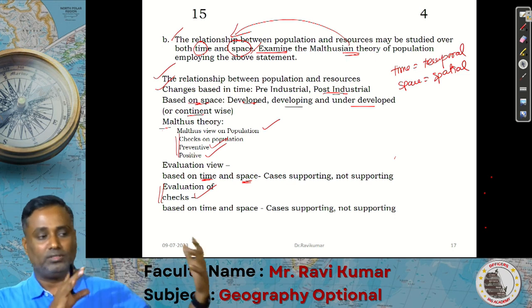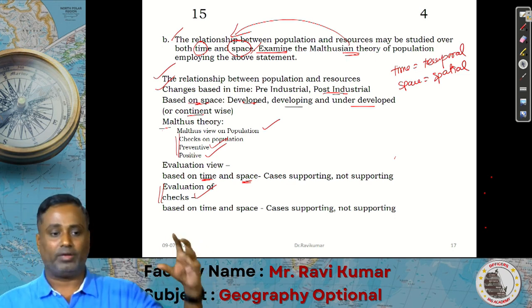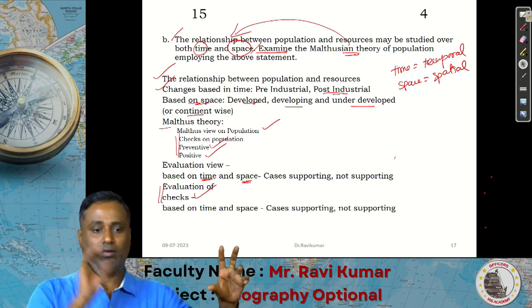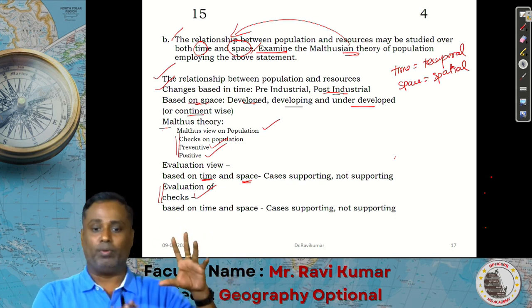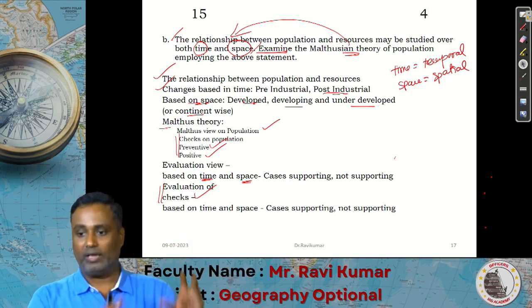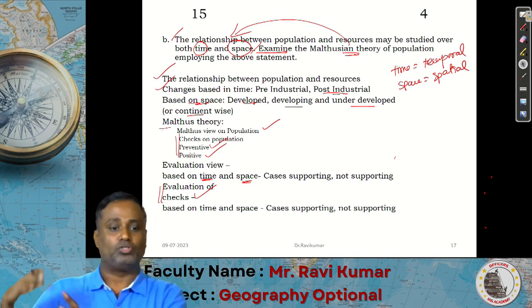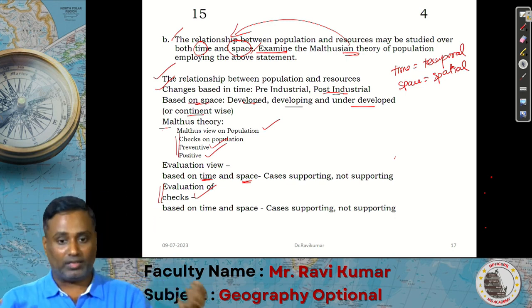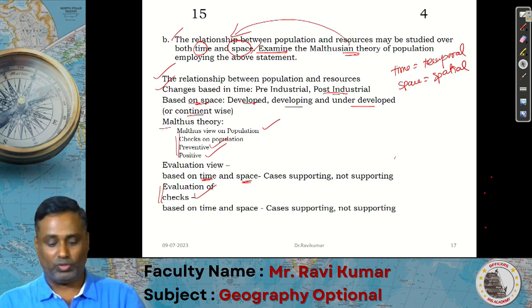For the supporting points, they will say yes, these countries have less population and less resources, and those have more population and less resources. Somewhere they also give composite, even opposite ideas. So we have to collect these points whenever we are preparing, and then use them here.